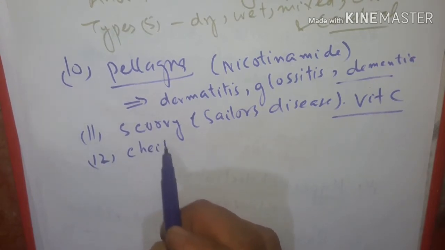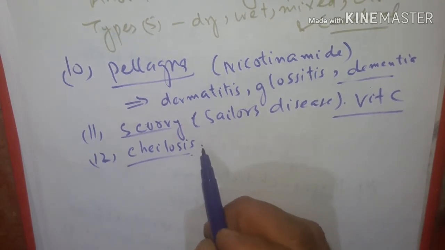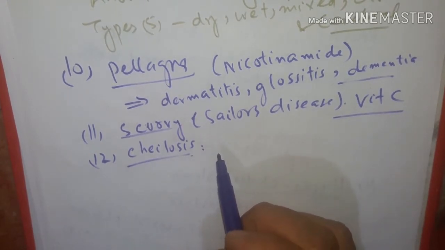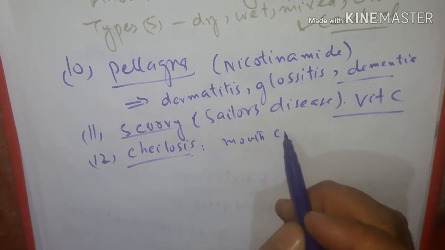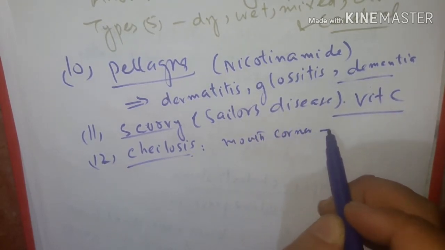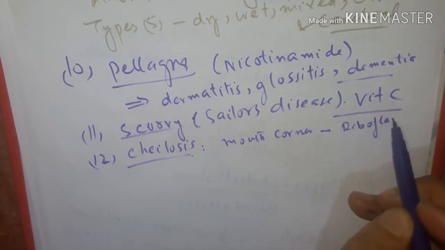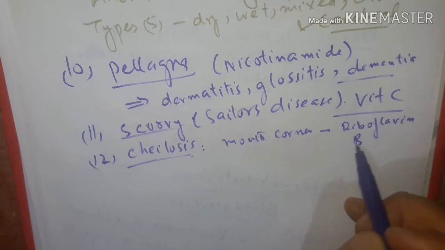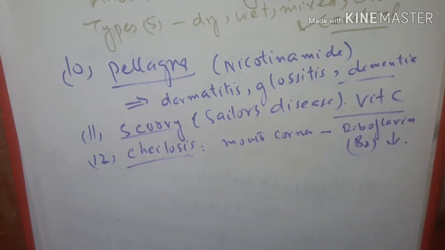slow healing of injuries. Now we have the 12th one, that is cheilosis. We have inflammation and cracking of mouth corners due to riboflavin, so it's actually vitamin B2 deficiency. There is cracking in mouth corners, and so it's a riboflavin, B2 deficiency, so please remember.